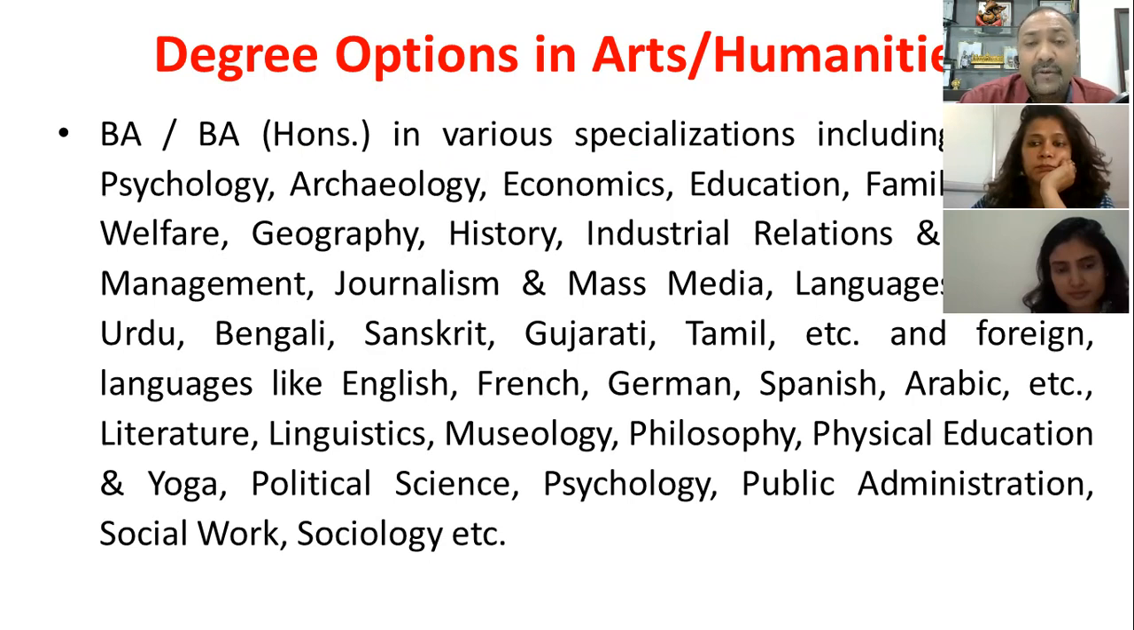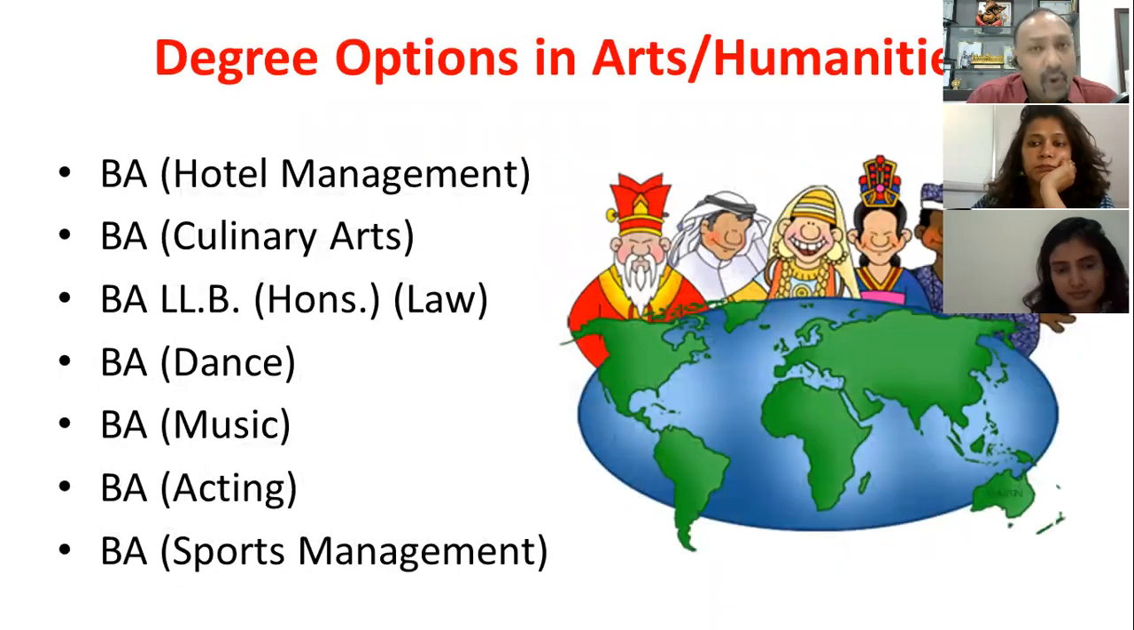which could range from applied psychology to archaeology, economics, education, family and child welfare, geography, history, industrial relations, personal management, journalism and mass media. You can specialize in Indian language, you can specialize in foreign language, you can go for linguistics, museology, philosophy, political science, psychology, public administration, social work, sociology, and so on. Also, you could do a BA in hotel management, culinary arts. You could go for a 5-year integrated BA LLB law program. You could do BA in dance, music, acting, or even sports management.